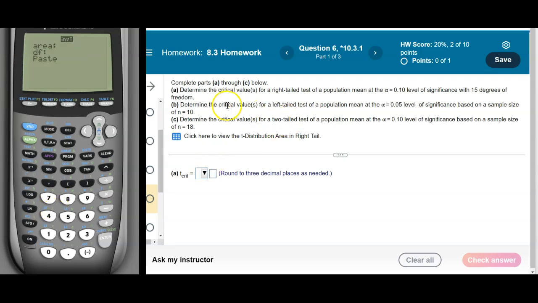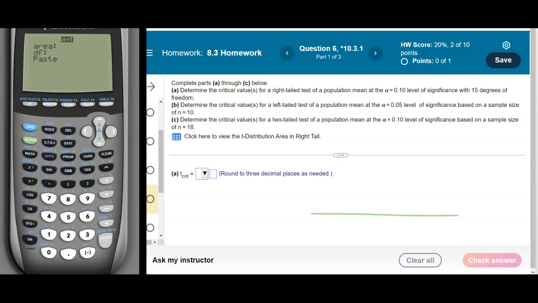Alright, and it says determine the critical values for a right-tailed test at the alpha equals 0.1 level of significance with 15 degrees of freedom. So this is a right-tailed test. That means we're anticipating that with the middle of the distribution at 0, we're going to be in the right tail. So this area right here represents alpha, the level of significance. So it's 0.1 in this case, and it's in the right tail.